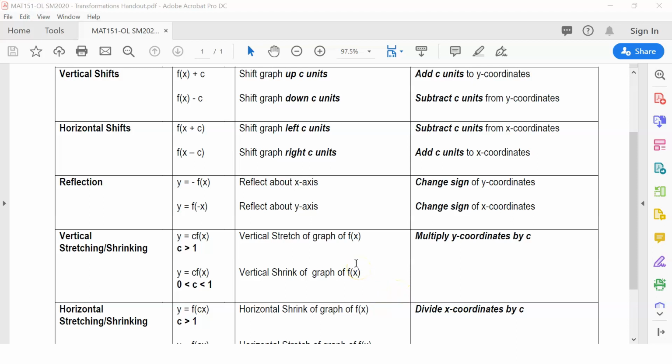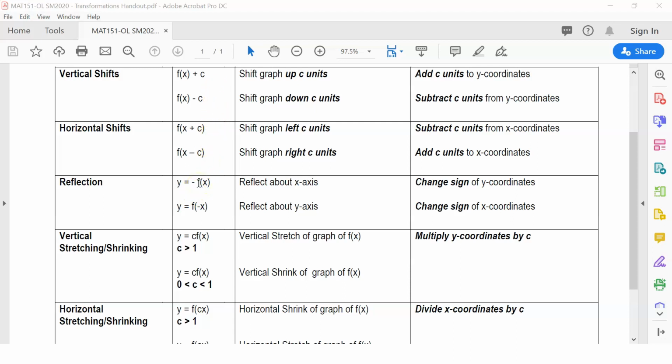The next transformation we're going to look at out of section 2.5 are reflections. Now, I do want to remind everyone a point I made when we looked at vertical and horizontal shifts, that in general, for all the transformations, you can identify vertical or horizontal transformations by whether you see a transformation outside the argument of the function, which is vertical, or inside the argument of the function, which is horizontal. And reflections are no different.